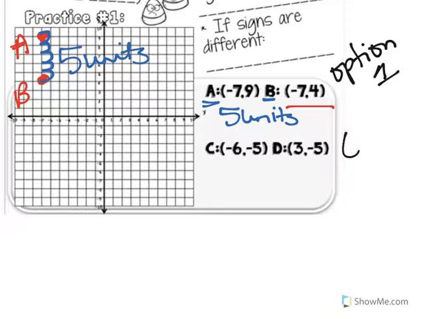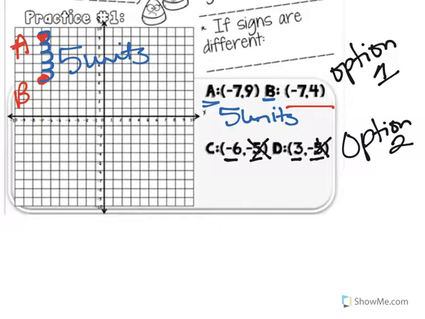For the next set of points, we're going to use option 2. Option 2 doesn't involve you having to plot the points on the coordinate grid. However, you can, because I feel that that is the easiest one to count from point to point. But I'm going to show you this option as well. So for option 2, we're going to look to see which coordinate they have that's the same. Here we see they have -5 and -5, so we're not going to look at that. We're going to look at the -6, and we're going to look at the 3.